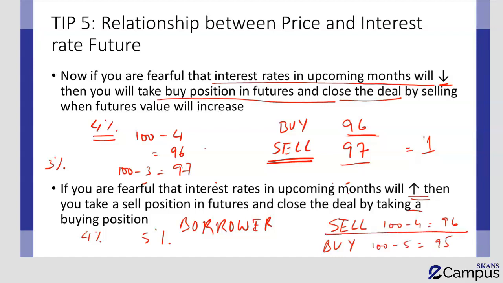So you sold the future at 96 and bought it back at 95. That means you got a gain of 1.